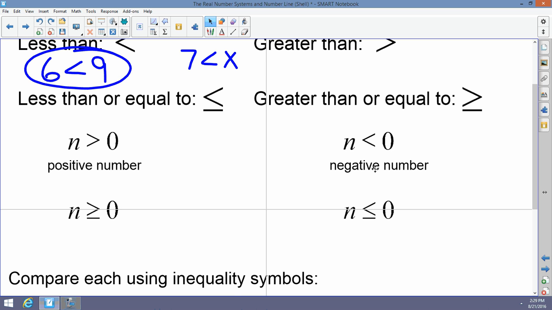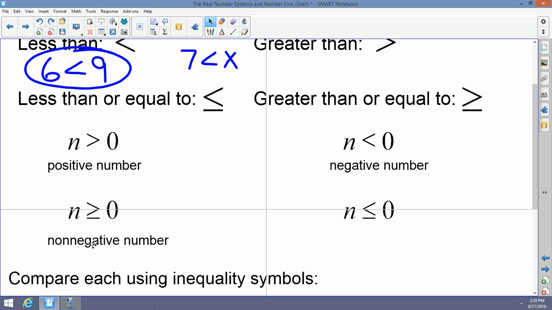It's less than 0. When I have n is greater than or equal to 0, some variable is greater than or equal to 0, then this is what's going to be a non-negative number. It's a little bit different than saying a positive number. It's a non-negative number because n can be greater than 0, which is a positive number, or it could be equal to 0, and 0 has no sign.